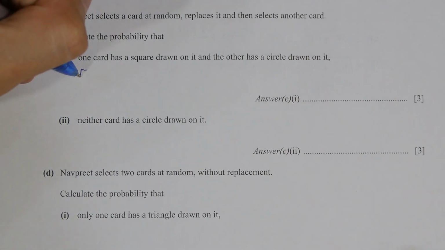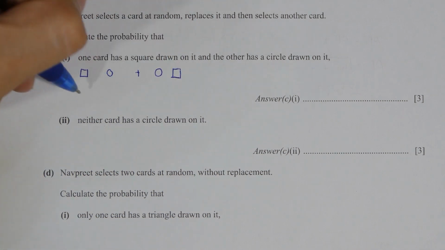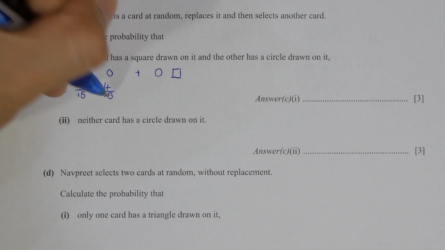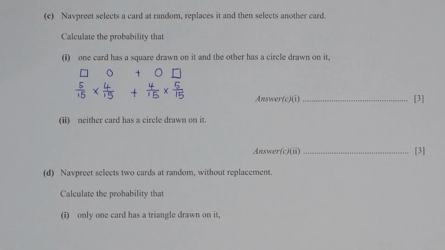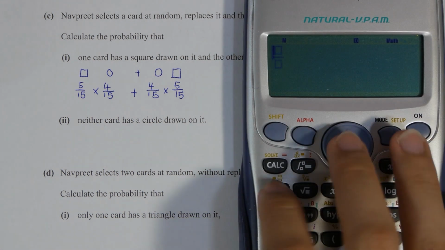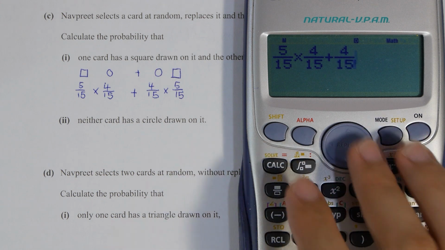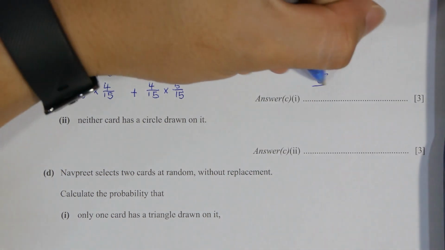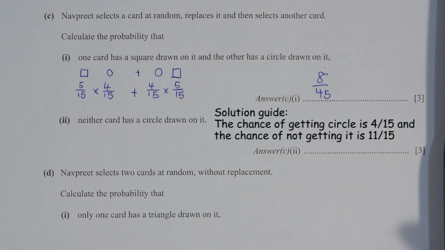For part C, part 1, one card has a square and the other one has a circle. This one is actually the sequence matters rule. Square might come first followed by circle, or circle might come first followed by square. So 5 over 15 times 4 over 15 multiplied by 2, or just add them up twice. Then you get the answer of 8 over 45.